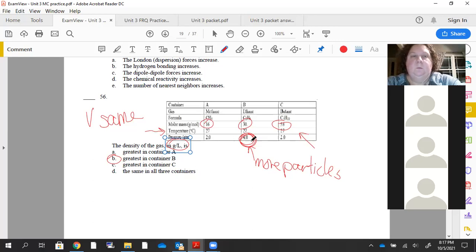Okay. And then, but is the average kinetic energy, is that just based off of temperature? Correct. Okay.